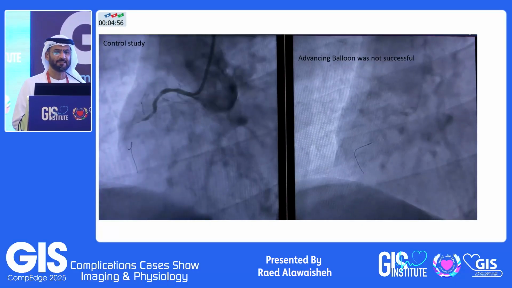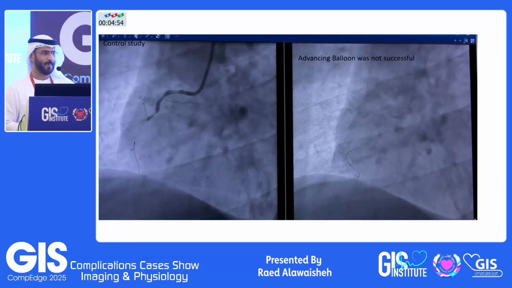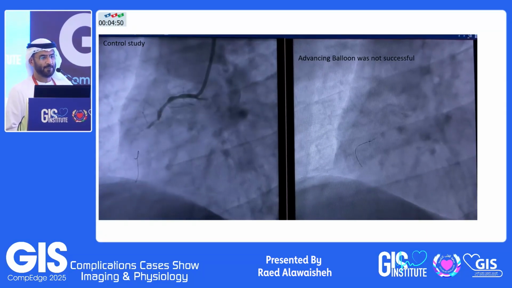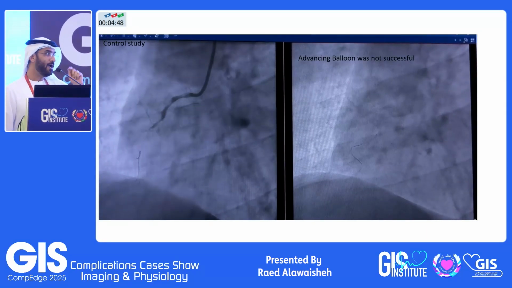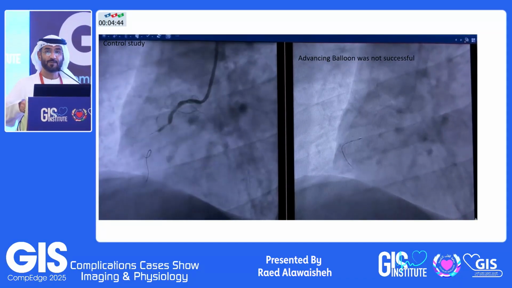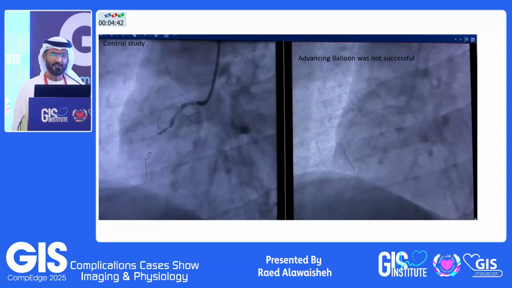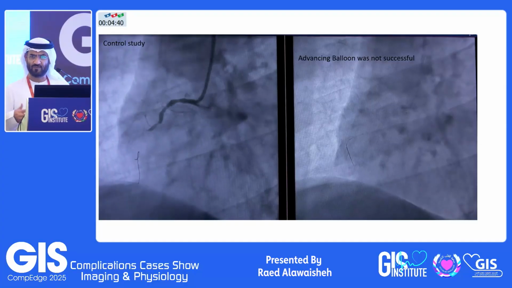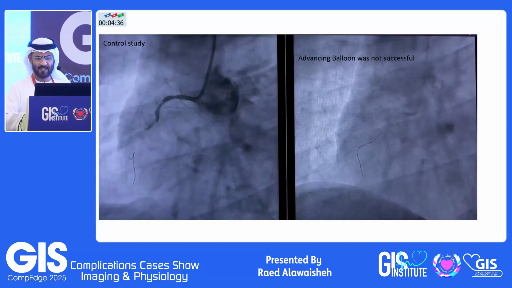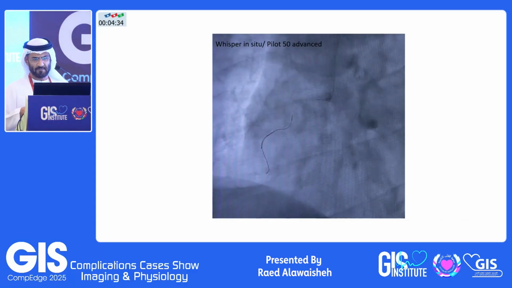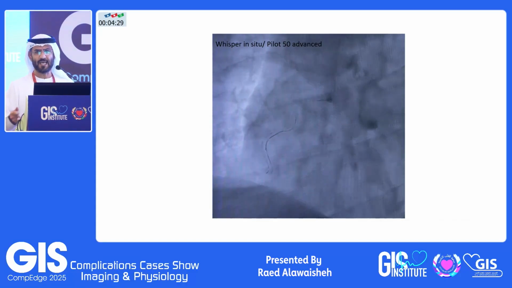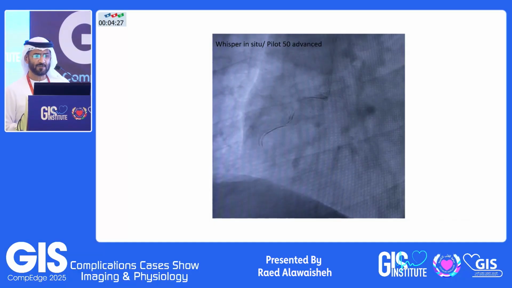So what happened? Stop. I told you in the beginning, I'd like to talk from the operator's point of view. He tried to push the wire hard, and the wire didn't want to go or follow the path he expected. He used a small balloon and tried to manage with the wires. Now, he used a Whisper wire, and he added a Pilot wire with this just to negotiate.